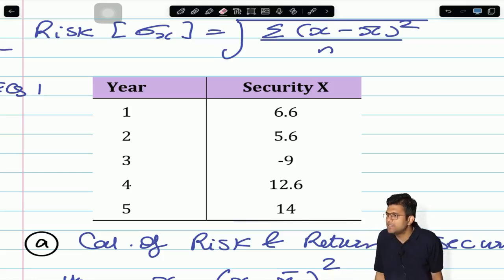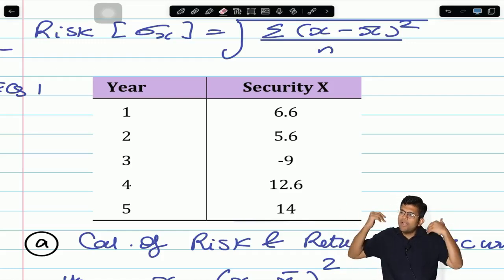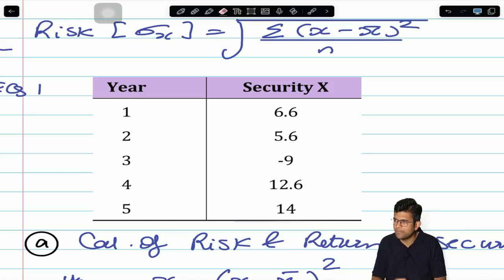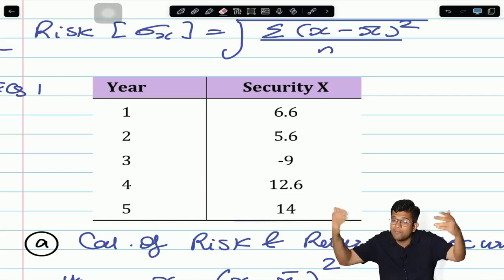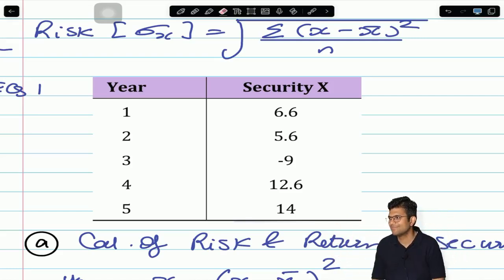Like in bonds, it is clear there is a per interest rate and so on. But for a share, how do you calculate returns? Then point number C comes. So point number C that I am teaching you now is actually a prequel to A and B. It is not calculating X bar and sigma. It is calculating X. I hope you're understanding.